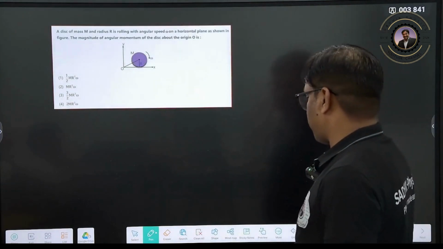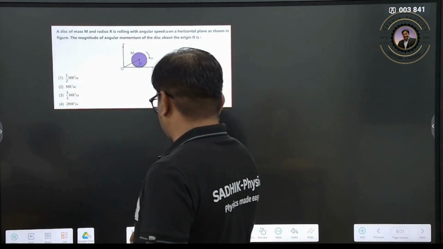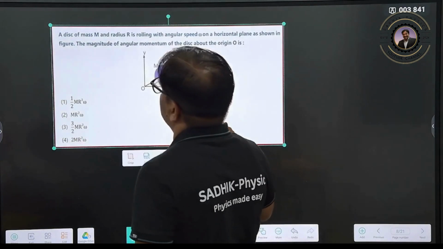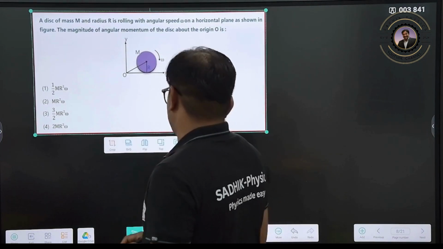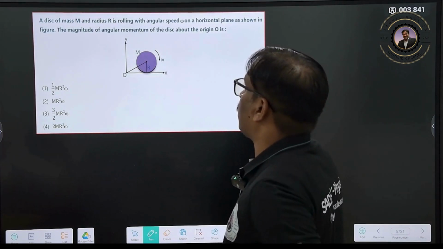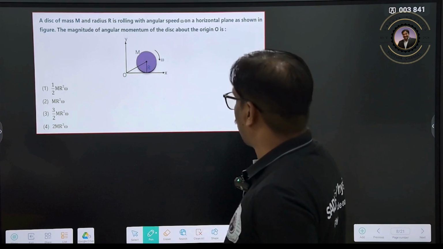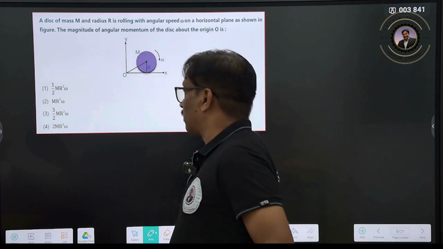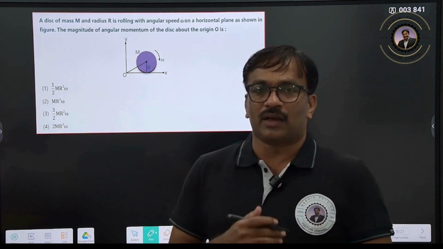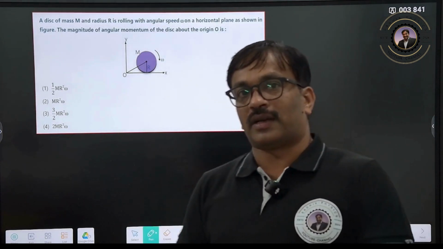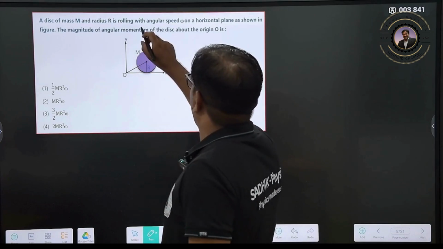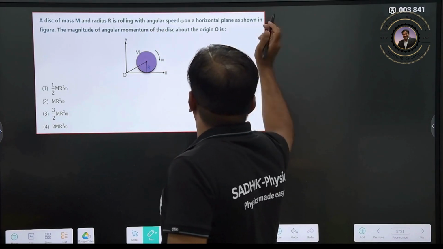Now let us see this question. There is a disc of mass m and radius r that is rolling. Rolling is nothing but rotational plus translatory. Actually, a rolling question has come, right? And with an angular speed omega in the horizontal plane.